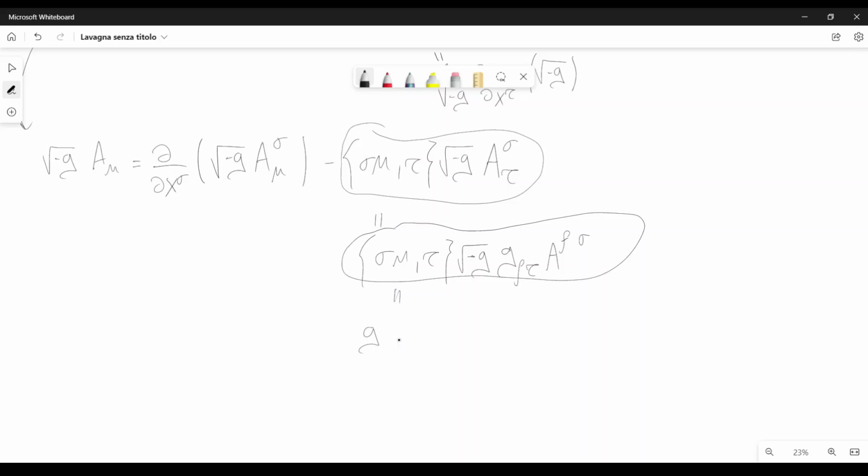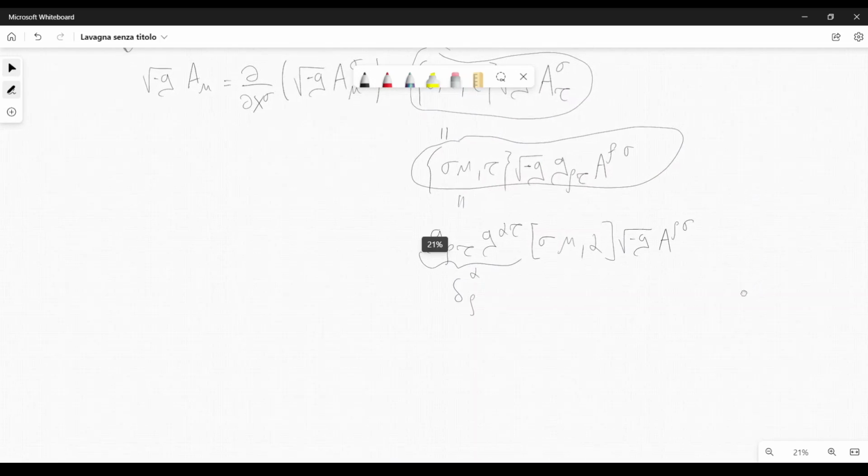We have g rho tau, and then we can rewrite the Christoffel symbol in this fashion. We have g alpha tau times the square brackets here. Instead of the curly brackets, I'm using the square brackets. We have defined this symbol previously. Square brackets sigma mu alpha times square root of minus g a rho sigma, and the product of these two tensors gives me delta alpha rho.